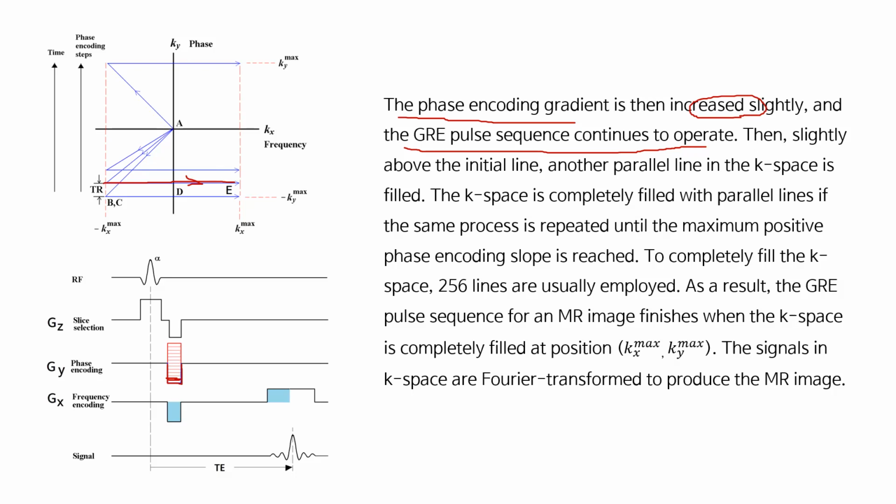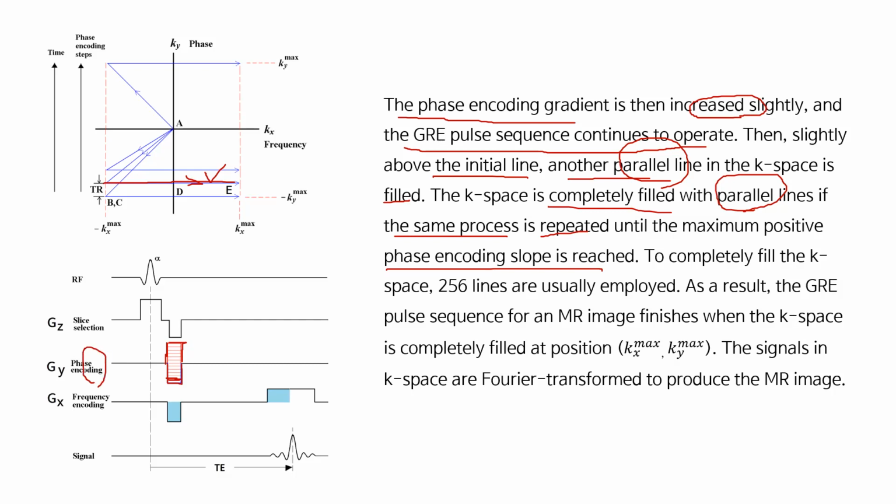Okay. Then slightly above the initial line, another parallel line in the K-space is filled. So this one. The K-space is completely filled with parallel lines if the same process is repeated until the maximum positive phase encoding slope is reached. So the final process, the phase encoding gradient is largest. So largest phase encoding slope.